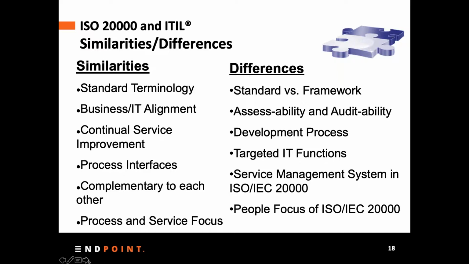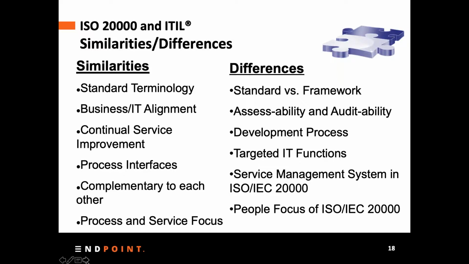They're both big on the IT alignment to the business, as I spoke to earlier, making sure that IT is delivering services that are valuable and understood, and speaks to the business in terms that they need to hear. Continual service improvement is just drop dead critical in both environments, and ISO is really keen on what you are doing to make sure that you're relevant. Process interfaces are very important.